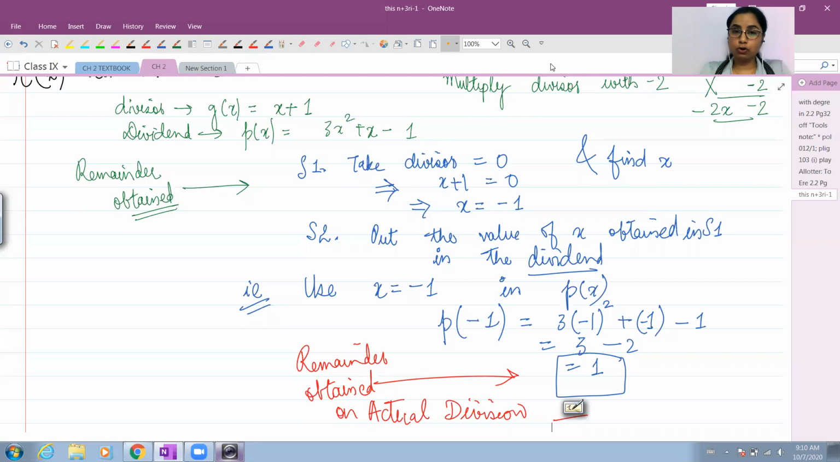If a polynomial is being divided by another polynomial and you only need to find out what the remainder is, only the remainder and nothing else, no quotient, no full division, what you can do is use this shortcut. Take your divisor equal to 0, obtain the value of x from there and use that value of x in the polynomial which needs to be divided. That's your dividend. And you will be able to obtain the actual remainder, which would have been there if you carried out the division in real.